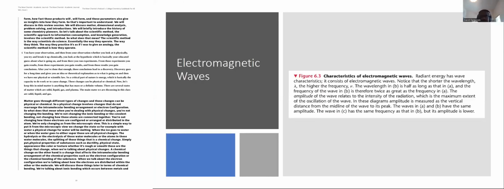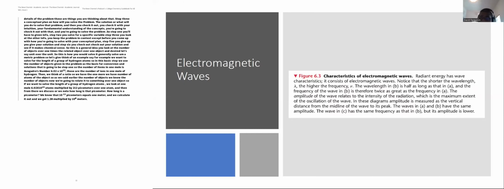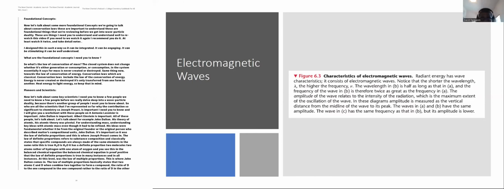So let's talk about the characteristics of electromagnetic waves. Electromagnetic waves, like most waves, have wavelength, frequency, and amplitude, and they have crests and troughs. They are transverse waves. They propagate in a horizontal and also a vertical direction.